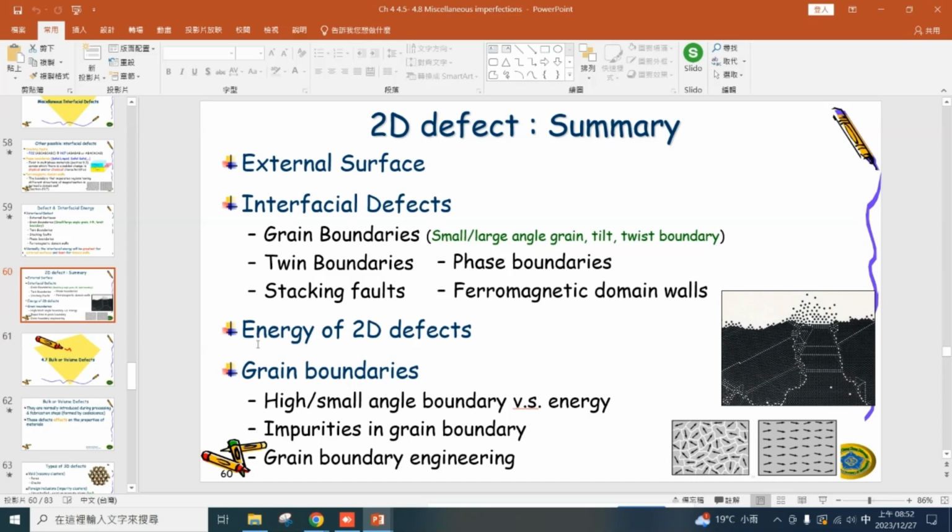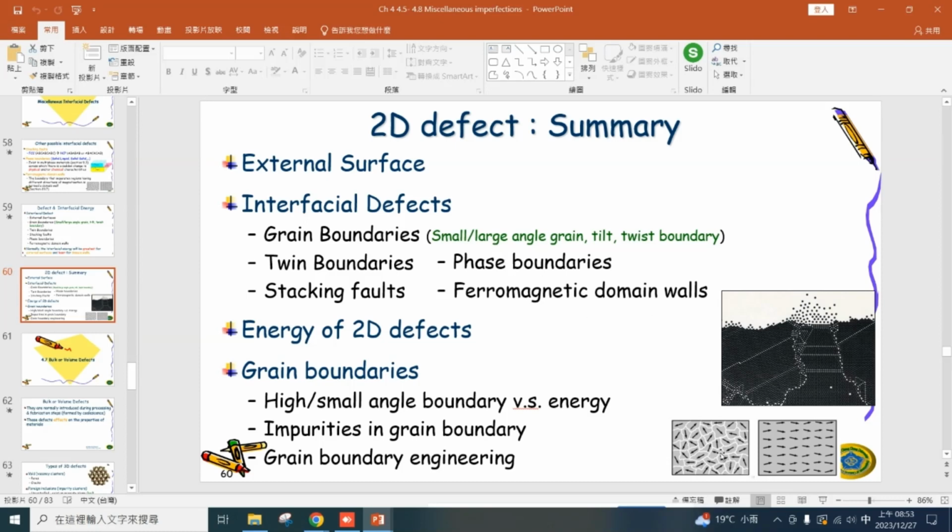And after that is called stacking faults. Stacking fault: FCC is ABC stacking, right? And for hexagonal close-packed, HCP is AB, AB, AC, AB, AC, ABC, AB, AB. So this is kind of stacking faults. Okay, and the next one is what we call ferromagnetic.